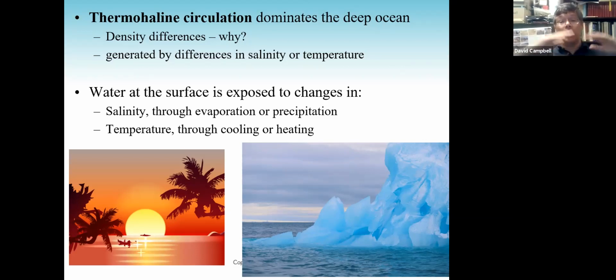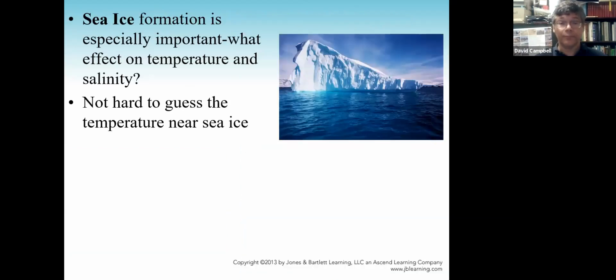Evaporation or high levels of precipitation can make our water either fresher or saltier. And we've got weather making parts of the ocean surface either hotter or cooler. So no surprise to have variation there. How's that then going to be impacting the deep ocean? Making sea ice. This is very important in affecting the temperature and salinity of an area of the ocean.